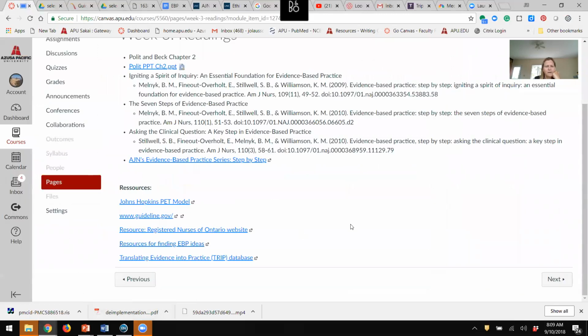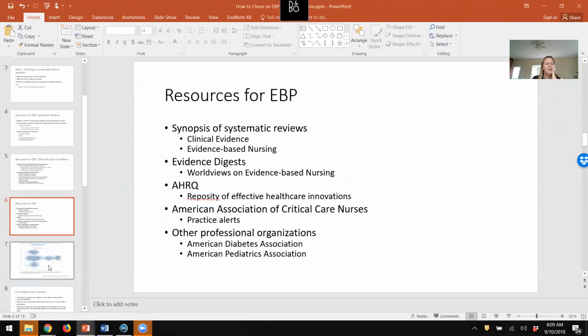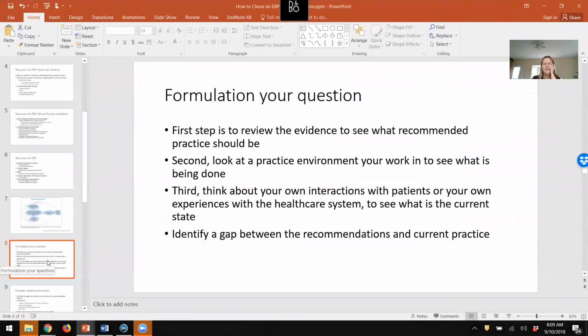Okay, so if you look at these resources and read those articles, you should have some clear guidelines on how to develop a PICO question. I will post these slides for you as well, but it has the steps here for formulating a question. So review the evidence and see what recommended practices should be. Look at where you work and see what's being done, and think about any gaps between those.